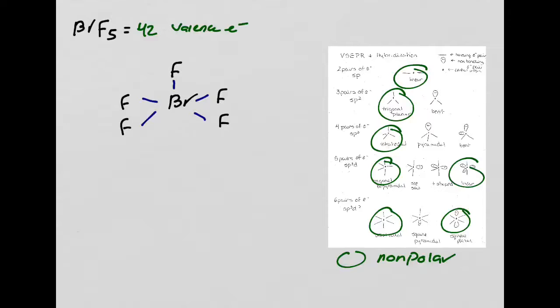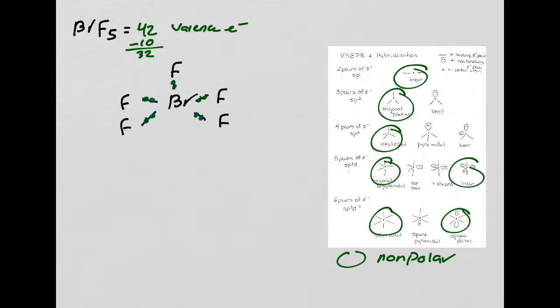Okay. Now, we said that each covalent bond is sharing 2 electrons. So how many did I already put down? I've already put down 10, because again, valence electrons are involved in bonding. So I have 32 electrons left.